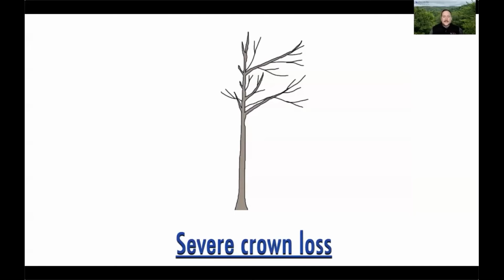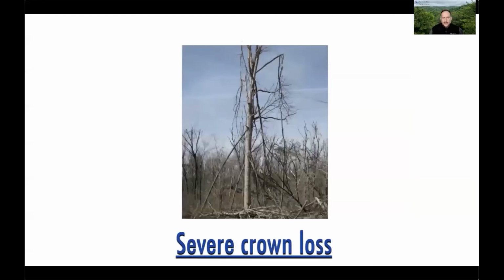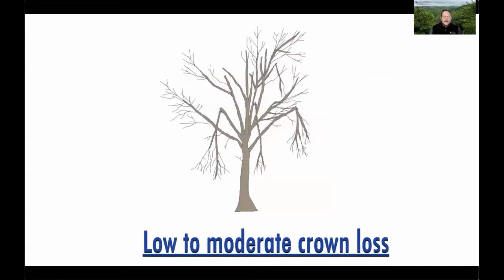Then we have trees with severe crown loss. You can see here in this photo, significant damage of the tree. So depending on the species, anywhere from 30 to 50% of crown loss could have detrimental effects on the ability of the tree to regenerate and continue to grow or accumulate growth over time.